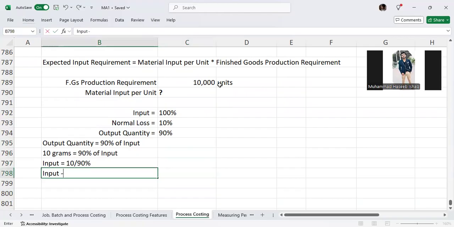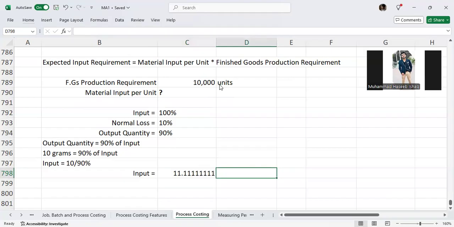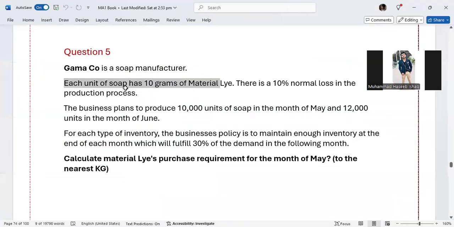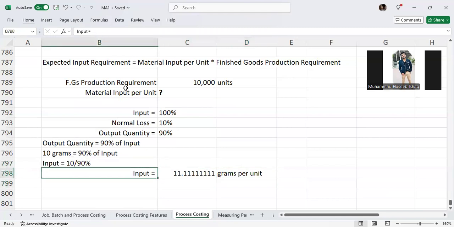Input is equal to 10 divided by 90%. Very easy, simple. So input is 11.11 kgs. The unit was kg. No, sorry, it is grams. So grams per unit. So we have come to the input quantity.